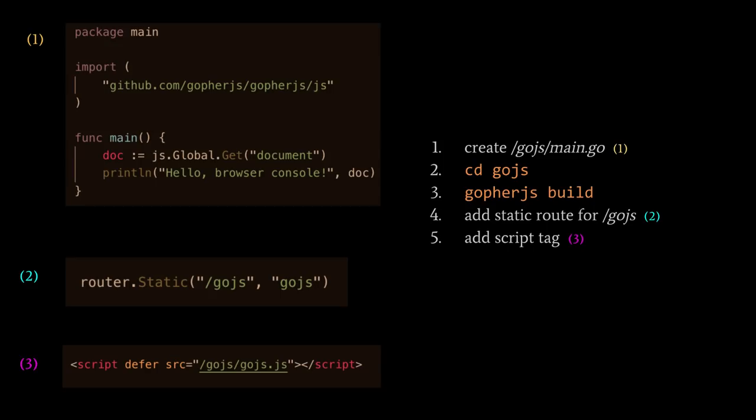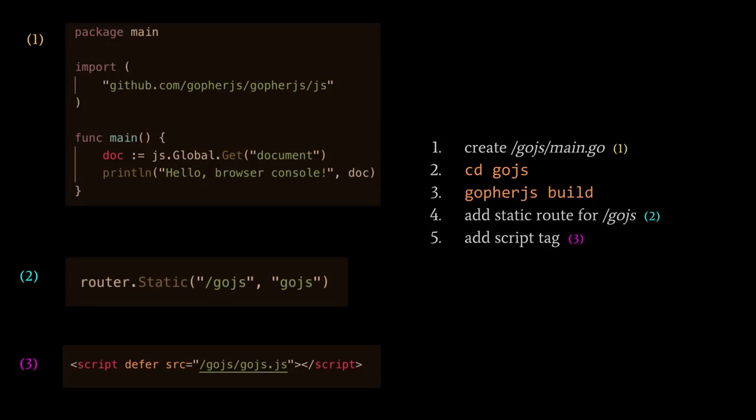So having created the subdirectory GoJS and main.go inside it, we then want to build it. So we cd into the directory and use gopherjs build, which is just like go build, except instead of an executable, it'll spit out a JS file in that same directory. And we want our web server to be able to serve this JS file. So we're going to add a static route that exposes the entirety of the GoJS directory as GoJS. And so in our HTML, we can add the script tag referencing the JS file generated by gopherjs build.